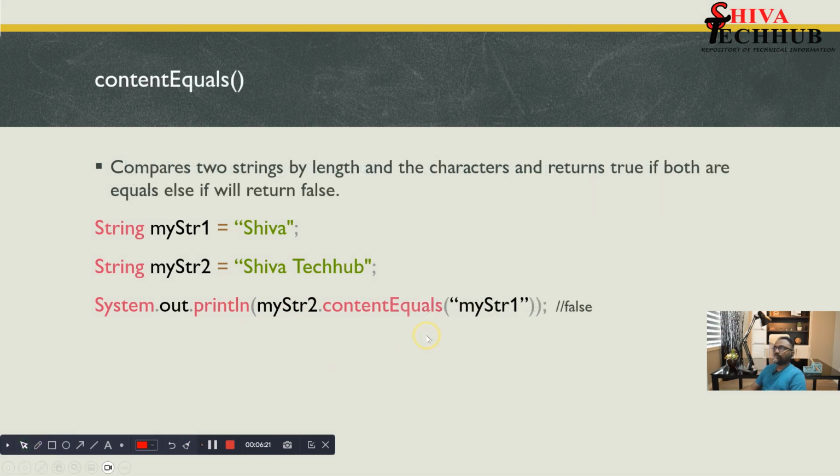Then we will be looking at contentEquals. What it does is it compares the contents of two strings, along with the length as well as the characters, and it returns true if both are equal, and false if both are not equal, right? So for example, Shiva and Shiva space taker. If we compare, both are not equal, right? The length of string 2 is greater than string 1, and the characters that are present in string 2 and string 1 are different. So it will return false in this example.